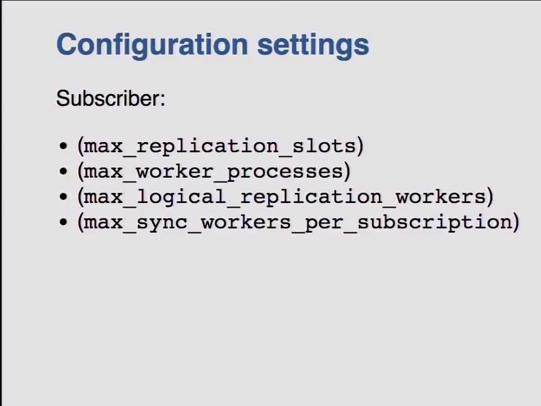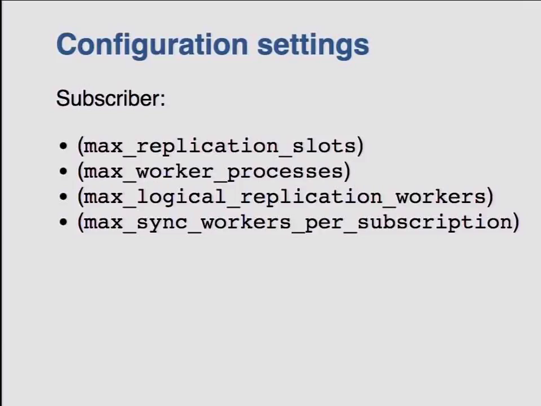Worker process is the same stuff that you use for parallel query, and it's just the same pool of extra processes. So we need one process per subscription, plus initial table sync, plus one launcher process. And then you can also set how many you want specifically for logical replication. So the worker processes pool goes for all background workers, and logical replication workers is just for us. And then, you know, parallel query has a separate pool with a similar setting. And so on.